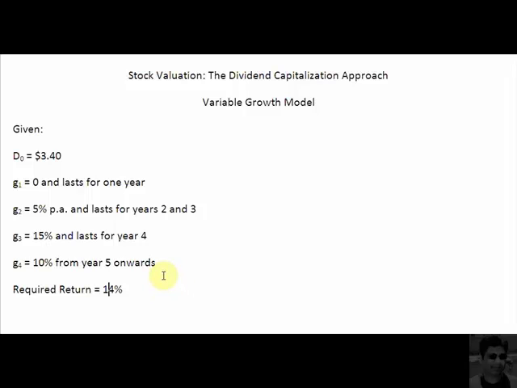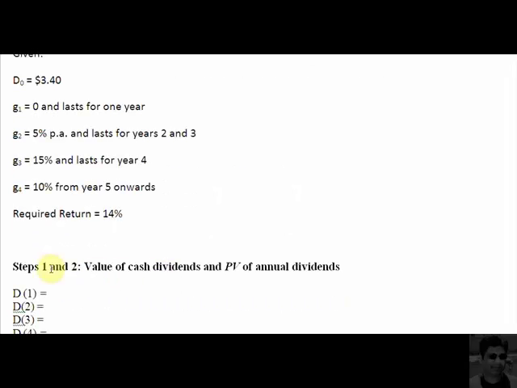Let us get on to step number 1 and step number 2. Step 1 is to find the value of the cash dividends, and once you have the value of your cash dividends, you go ahead and find the present value of those annual dividends, that is step number 2. So let us quickly find the value of the dividend in the first period. We begin with the estimate of D0, which is given to us here, $3.40. Since the growth rate in the first year is 0, we are going to get exactly the same amount in this period as we got in time period 0, that is $3.40.